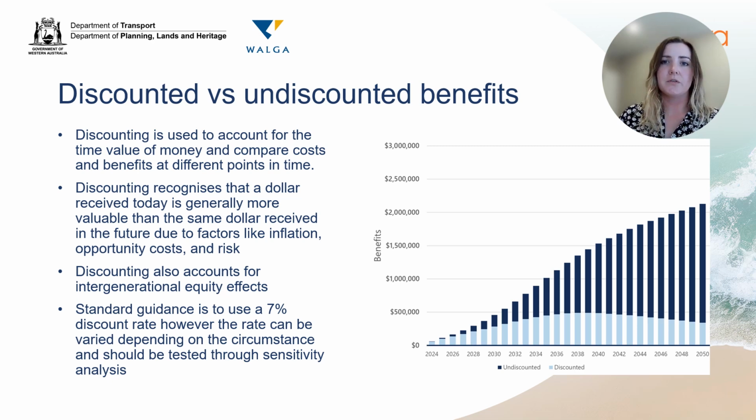And the chart just shows an example of what the effect of discounting is. So at a 7% rate, if you had increasing benefits over time, reaching over $2 million in 2050, the application of the discount rate brings that right back down to less than $500,000 at that point in time.